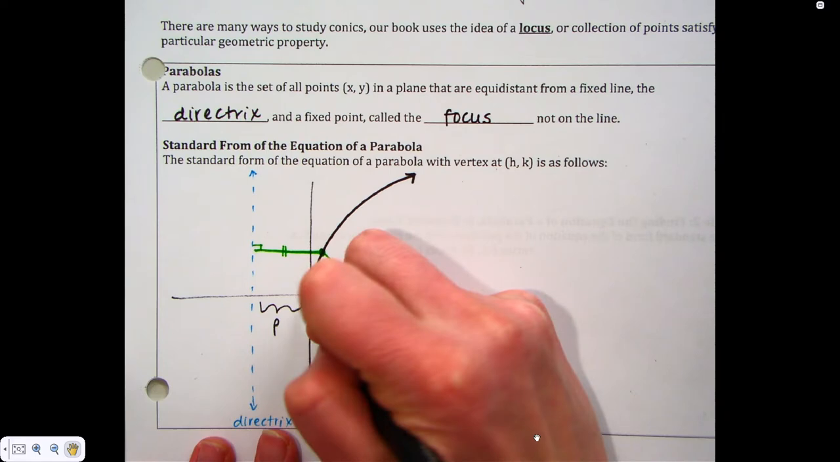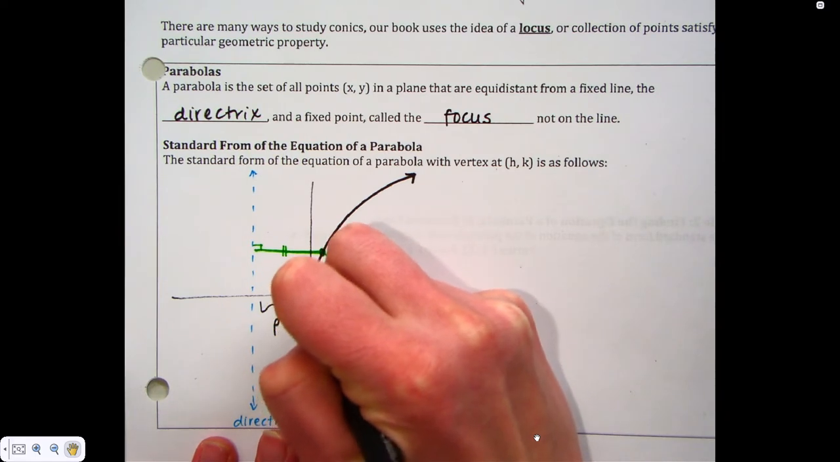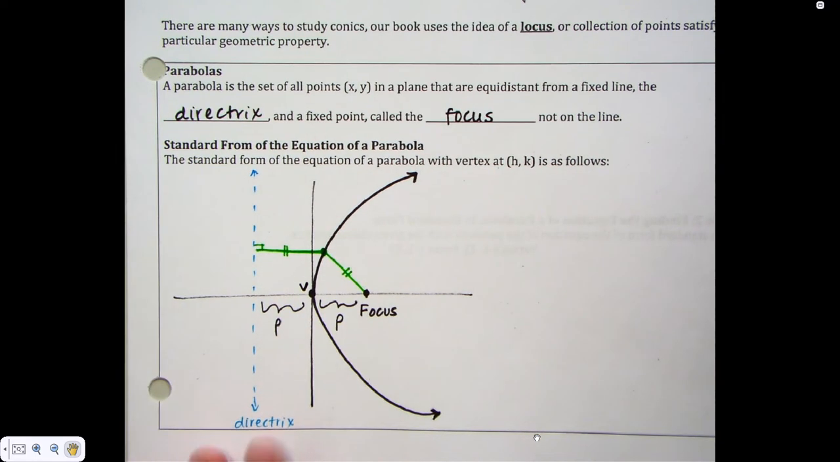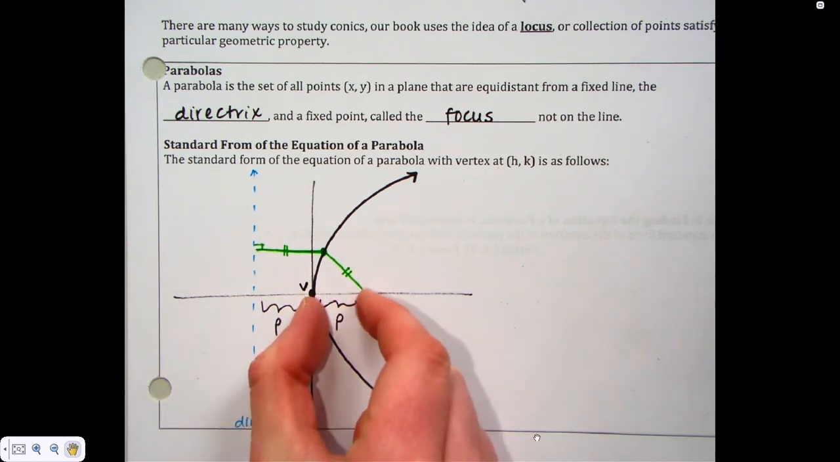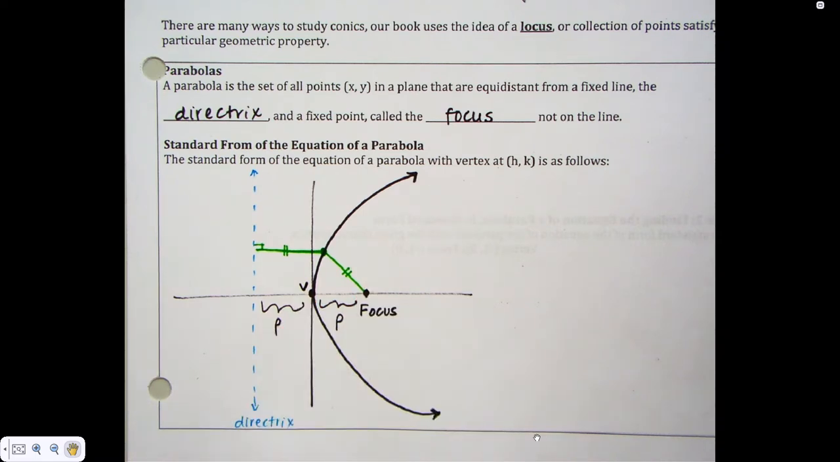We're going to call this point right here V for vertex. Again, it would fit the definition. The length from the vertex to the directrix is identical to the length from the vertex to the focus. That's how we define our parabola.